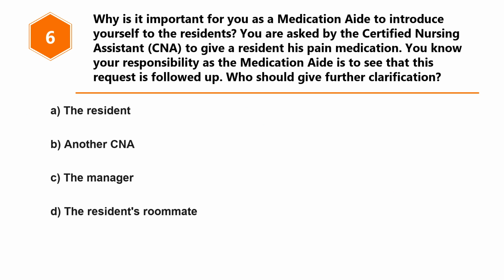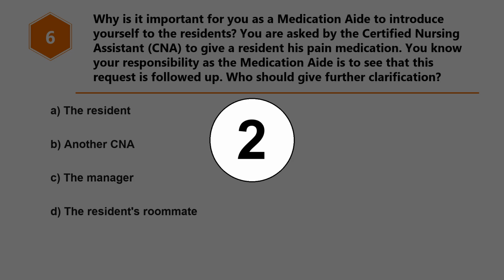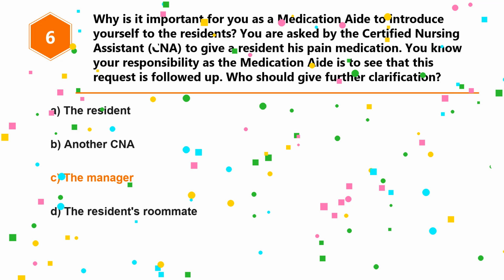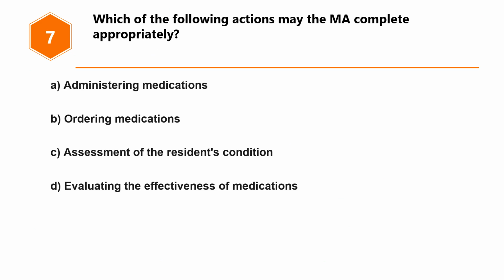Question 6. You are asked by the Certified Nursing Assistant, CNA, to give a resident his pain medication. You know your responsibility as the medication aide is to see that this request is followed up. Who should give further clarification? Option A. The resident. Option B. Another CNA. Option C. The manager. Option D. The resident's roommate. The correct answer is option C. The manager.